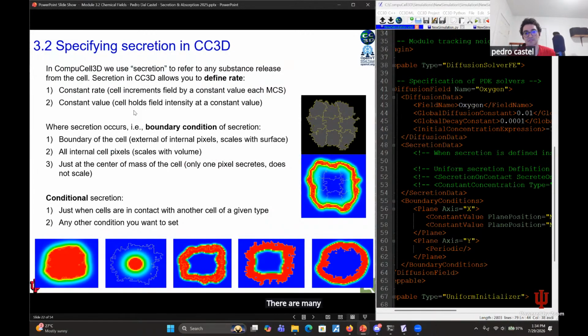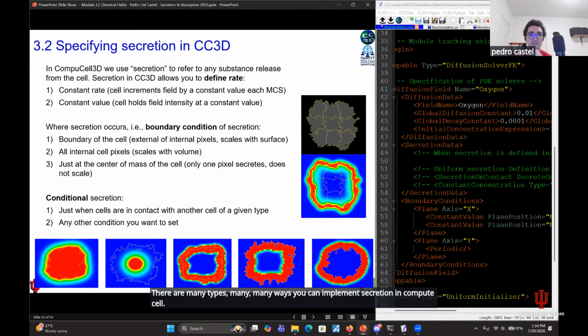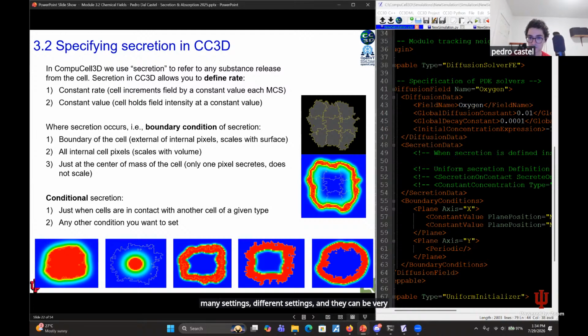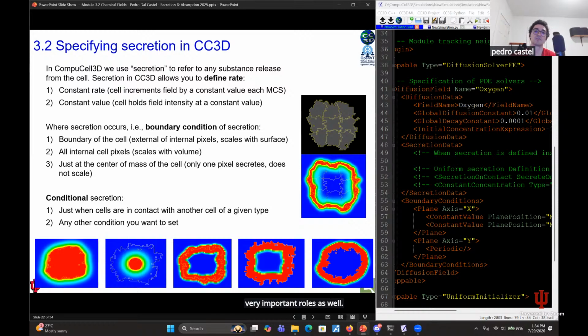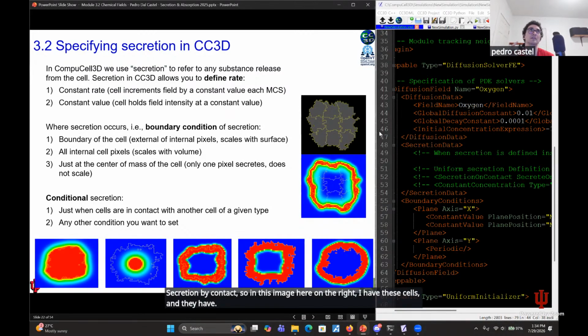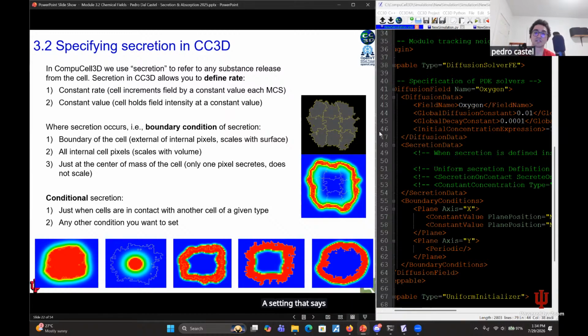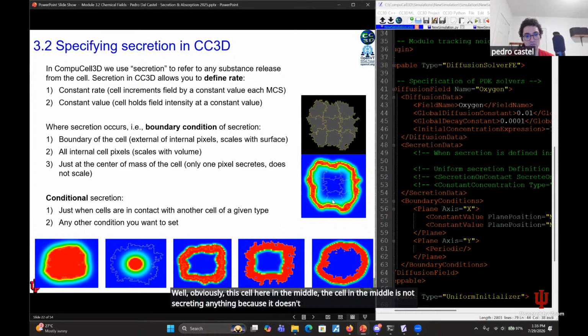There are many ways you can implement secretion in CompuCell. Many different settings, and they can be very useful depending on your problem, and they can play very important roles as well. For example, you can set secretion by contact. So in this image here on the right, I have these cells and they have a setting that says secrete on contact with medium. So they will secrete just on the boundary between the cells and the medium. While you see this cell here in the middle, the cell in the middle is not secreting anything because it doesn't have contact with the medium.